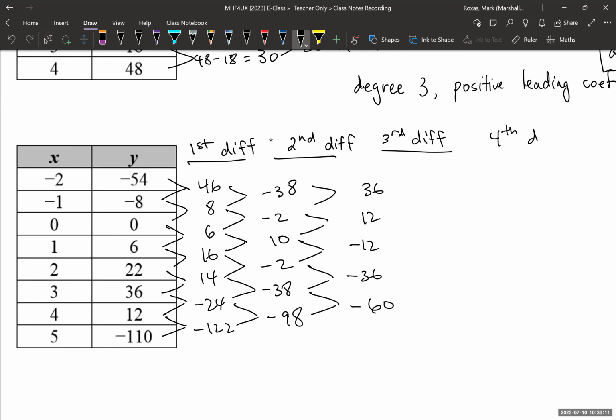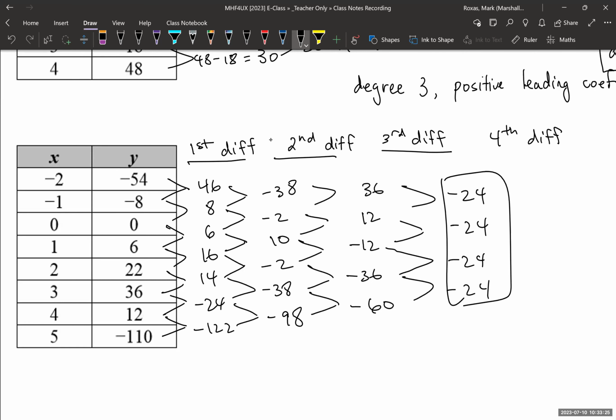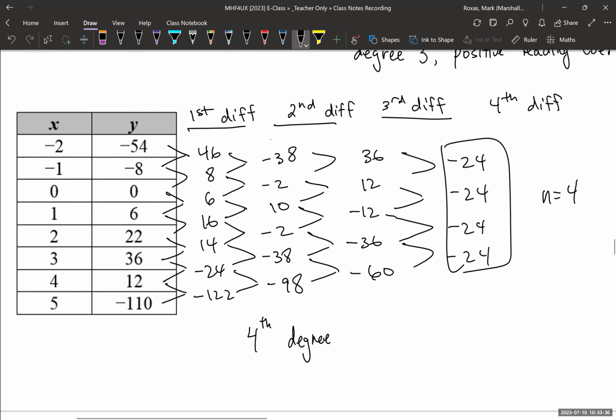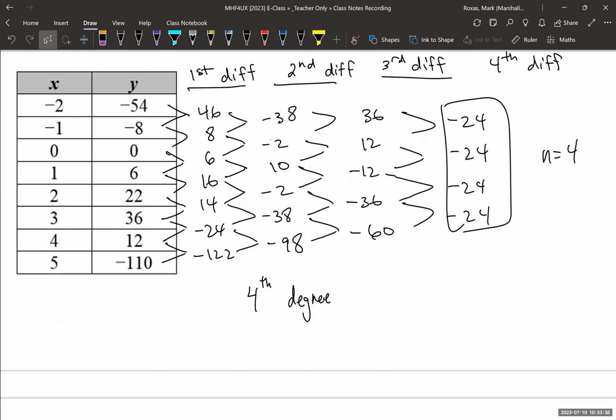Fourth difference, right? 12 take away 36, -24. -12 take away 12 is -24. Looks promising. That looks like it's -24, and this is also -24. So it looks like we've got a constant fourth difference. This is a fourth degree function, right? n is equal to 4. Let's talk about leading coefficient.